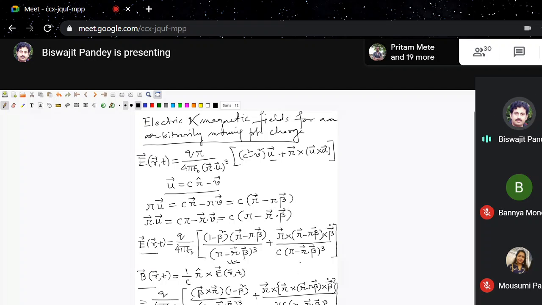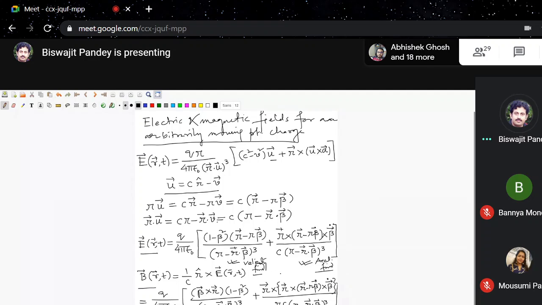And this second term, if you see, when the charged particle is accelerating, then beta dot is non-zero. So if beta dot is non-zero, then the second term is there, and this second term is called the acceleration field, or sometimes radiation field. Why radiation field, that I will explain. So the first term is the velocity field, due to only velocity, and this is called the acceleration field, in both cases of electric field and magnetic field.